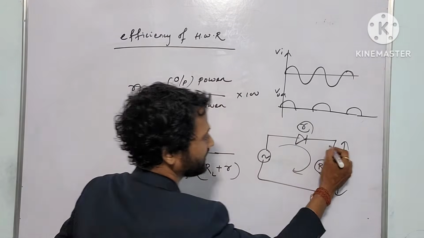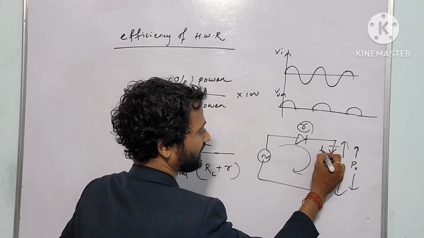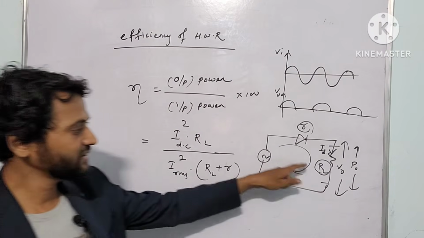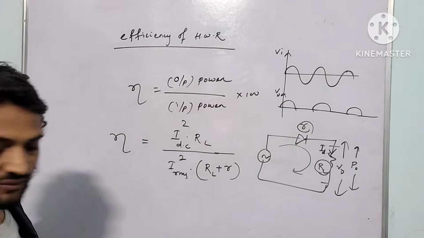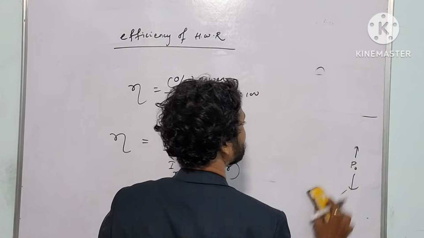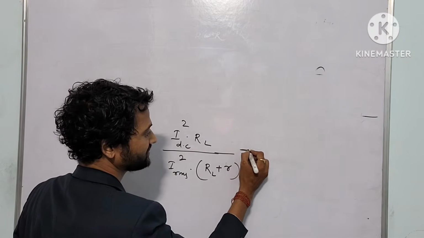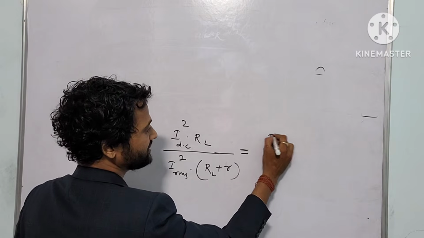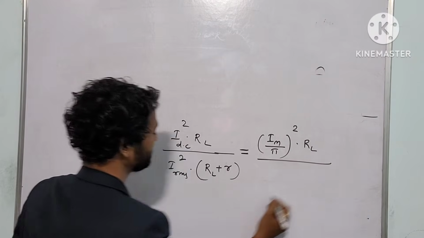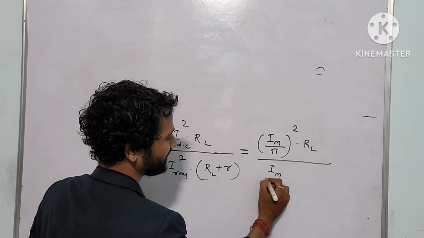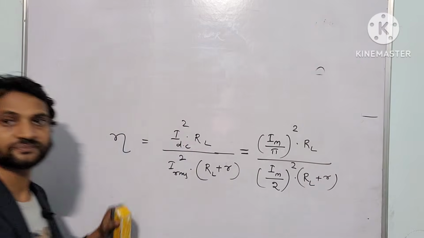But what about output power? You are getting output power only in the output side, so power is I square into R, where I is IDC, so IDC square into RL. Remember this. This is the standard formula of efficiency. Now, remember IDC is nothing but IM by pi, that square into RL, divided by IRMS, which is IM by 2, its square into RL plus small r. It is clear?